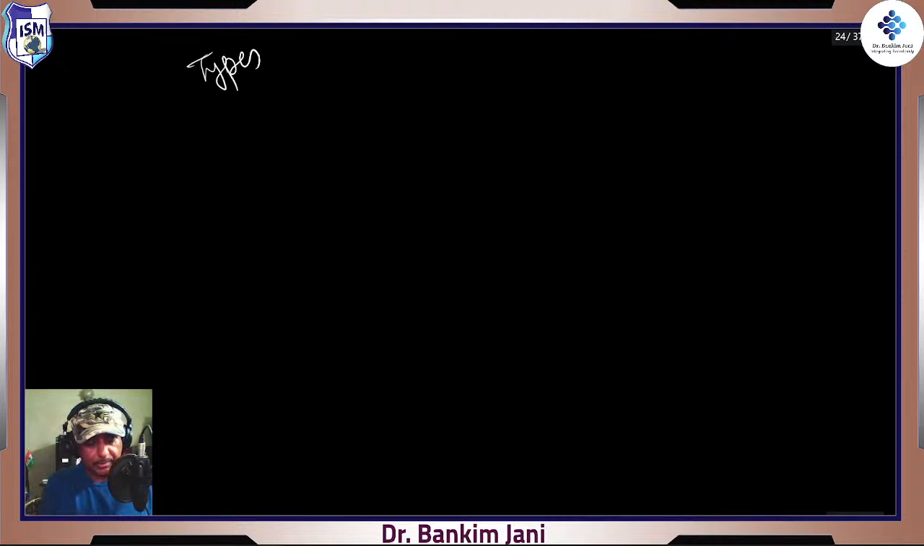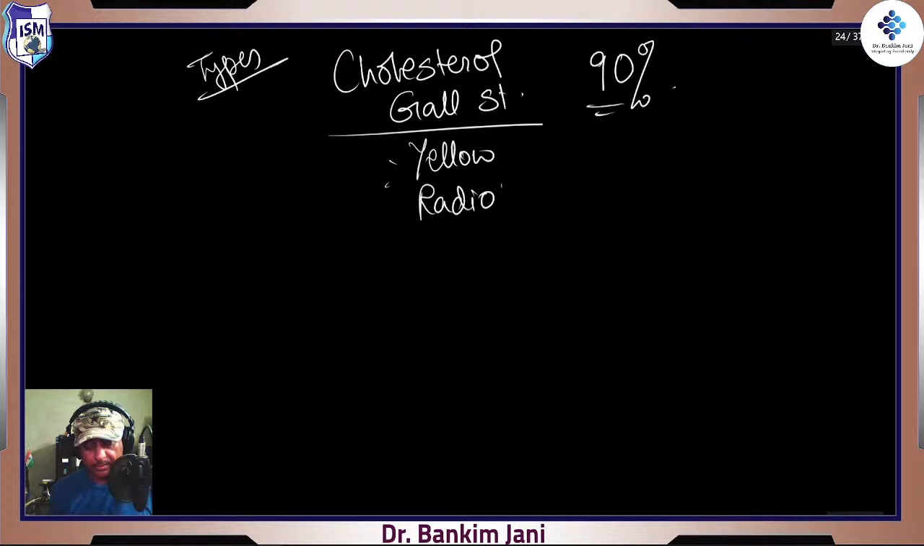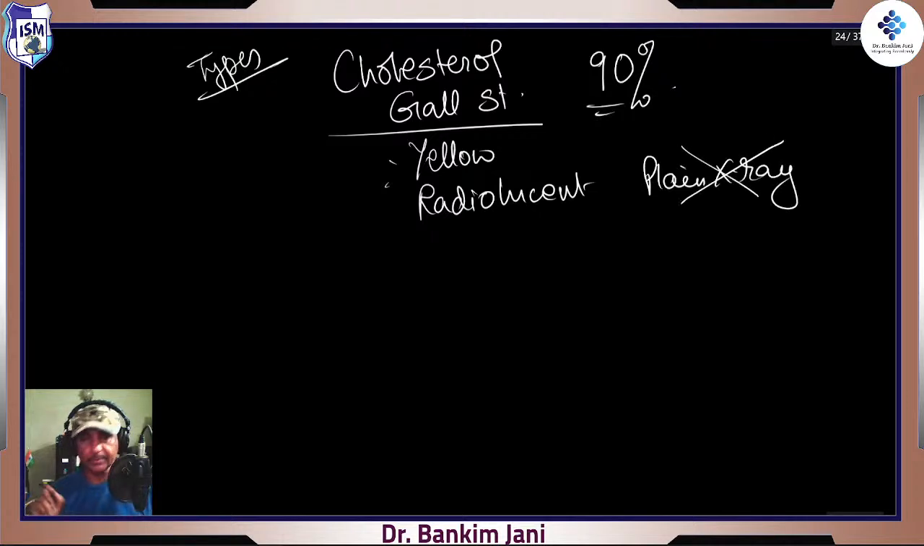So, in types, one is the cholesterol gallstones. Almost 90% of the cases, it is cholesterol gallstone. They are yellow, and the important point is that they are radiolucent. That means plain X-ray is of no use. You need to go for USG ultrasound. As I said, we'll just have a look at how it really looks like.